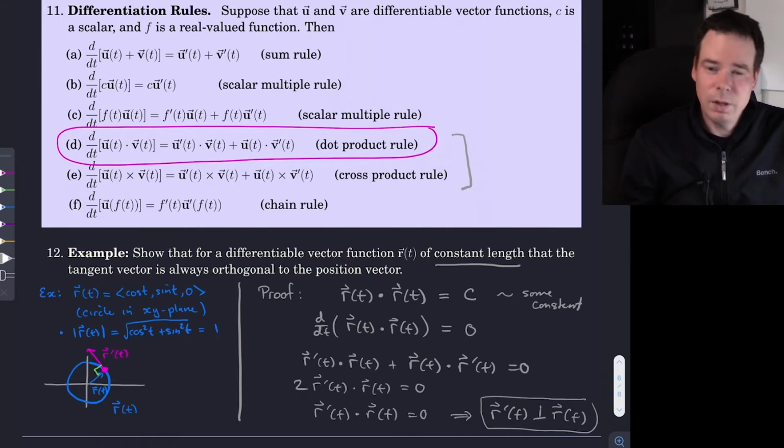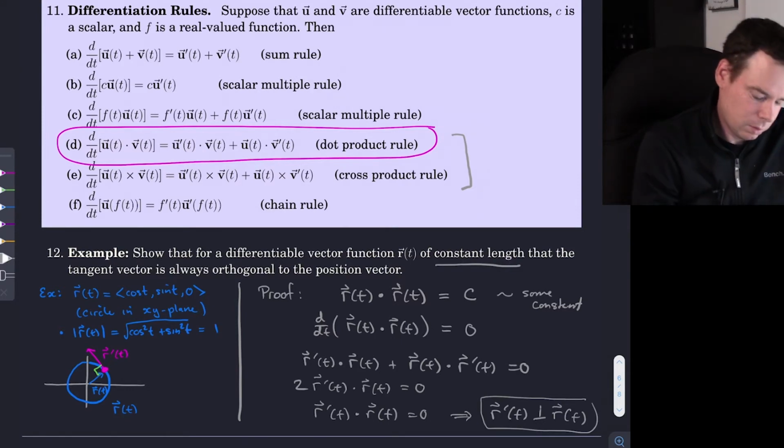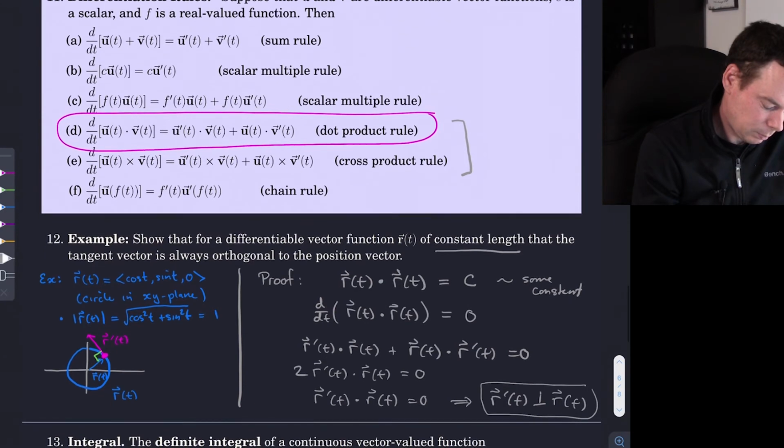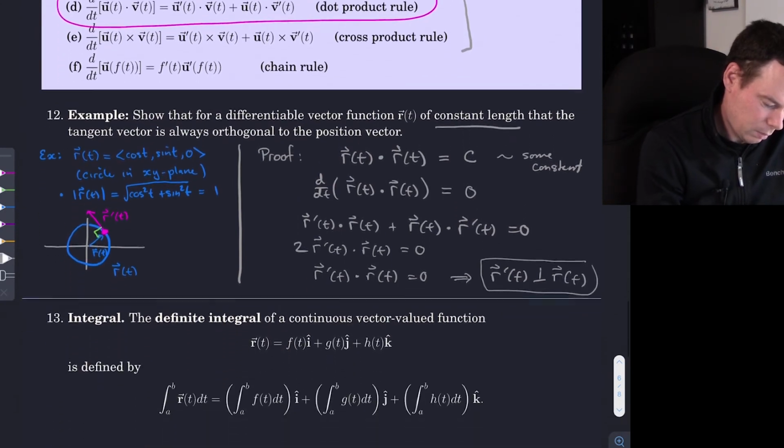It says if you've got a vector valued function which has constant length, then when you differentiate it, you get a vector that's perpendicular to the position vector for the function itself. All right.